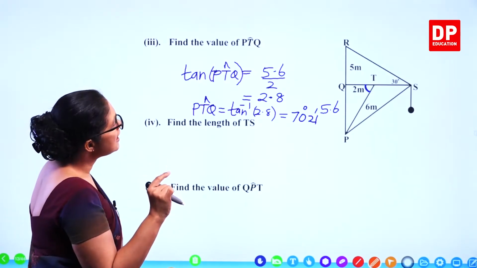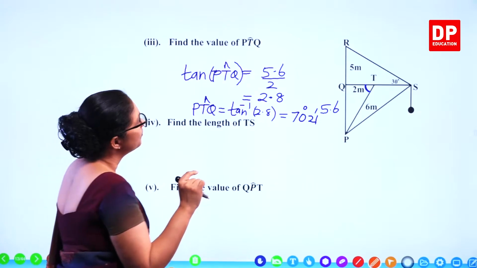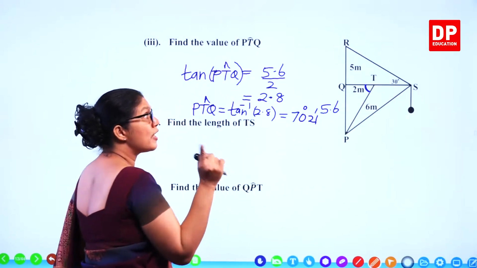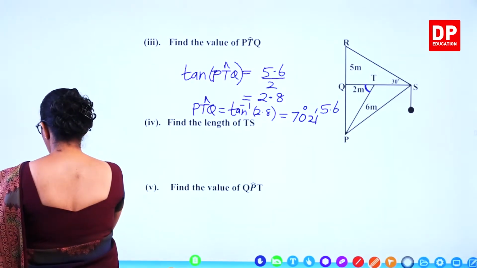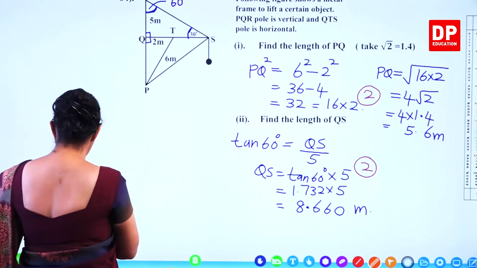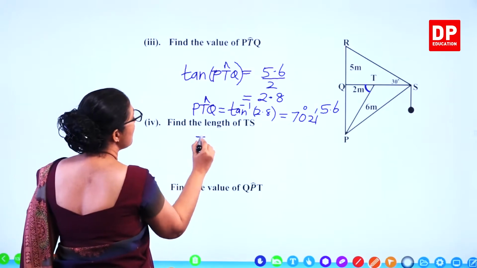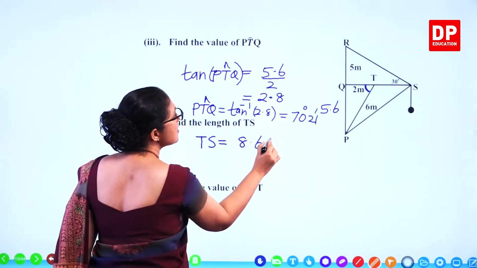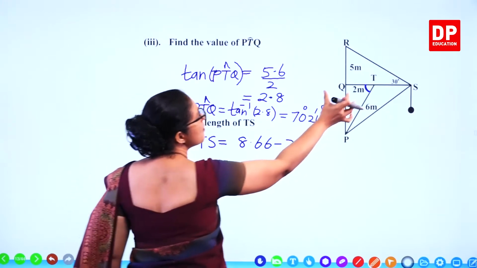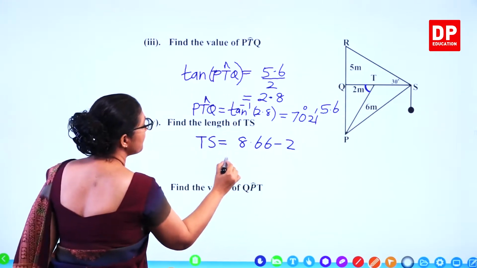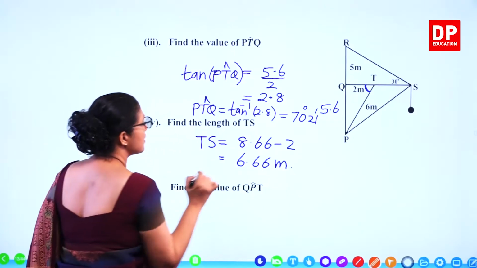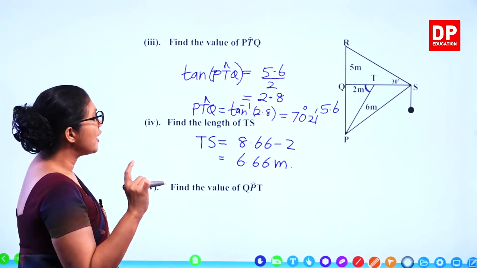Find the length of TS. This length. We found before QS. What's the value for QS? 8.66. So we can find TS as 8.66 minus 2. Subtract this length. 6.66 meters.